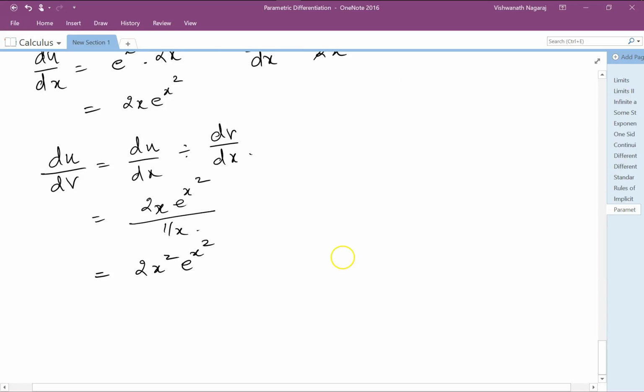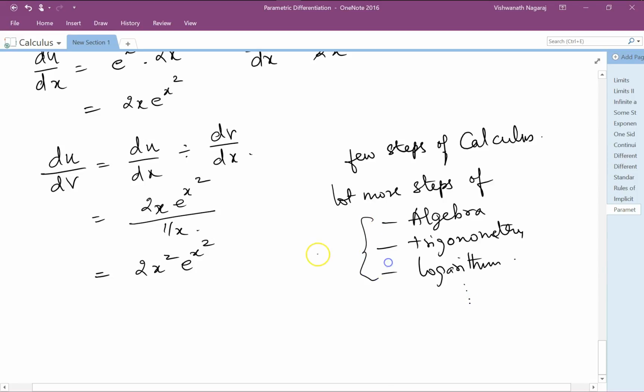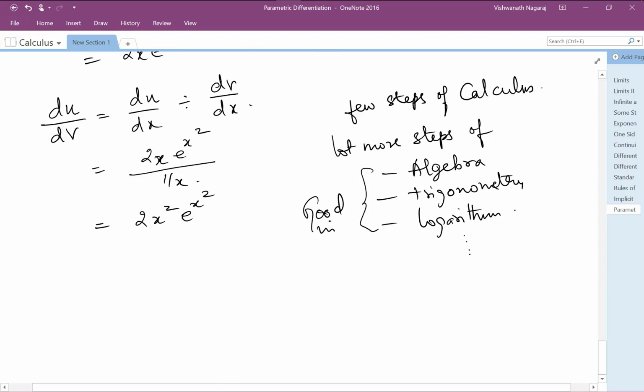In most of the problems of calculus, there will be just a few steps of calculus and a lot more steps of algebra, trigonometry, logarithms, and so on. So you have to be good in all these other topics, and calculus becomes very easy. Most of the mistakes that are committed would be in this algebra or trigonometry or logarithm, etc. I think that's enough for today.